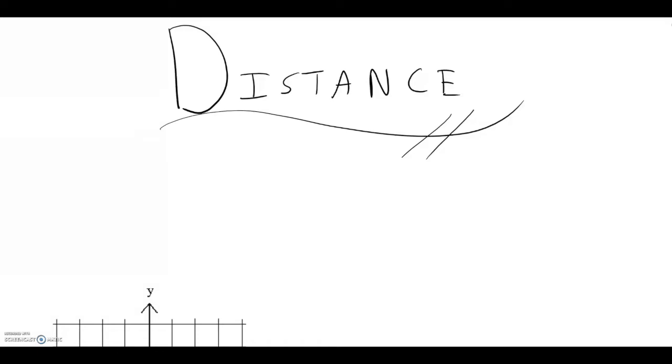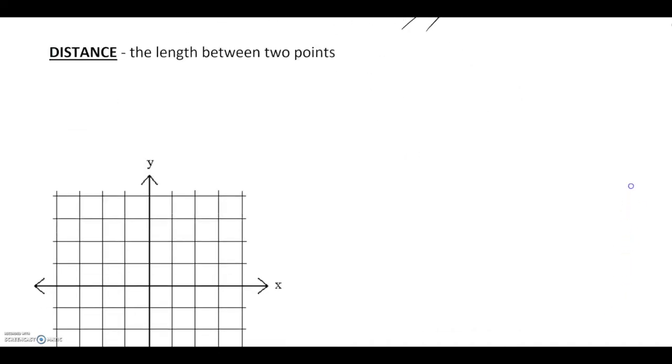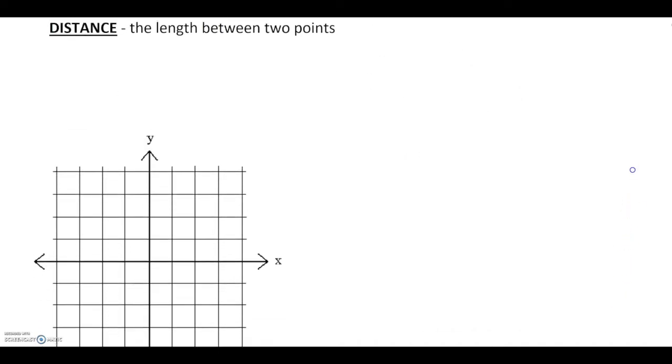In this video, we're going to take a look at how to calculate the distance between any two points or locations mathematically. First, we're going to define the word distance, which is just the length between any two points or locations.